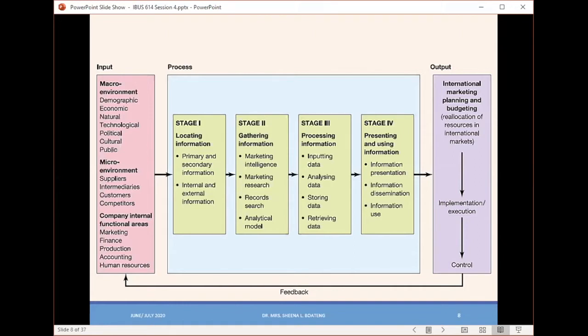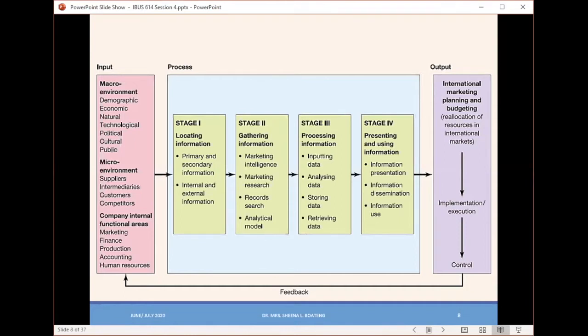And then, like I said a moment ago, we can also talk about internal and external information, where internal information is coming from within the company, and then external information is coming from the micro and macro environment within which we exist. Now, once you're able to locate the information, you have to be able to gather the information. And gathering the information has to be done in a systematic and sound manner so that you can be able to make good use and sense of it.